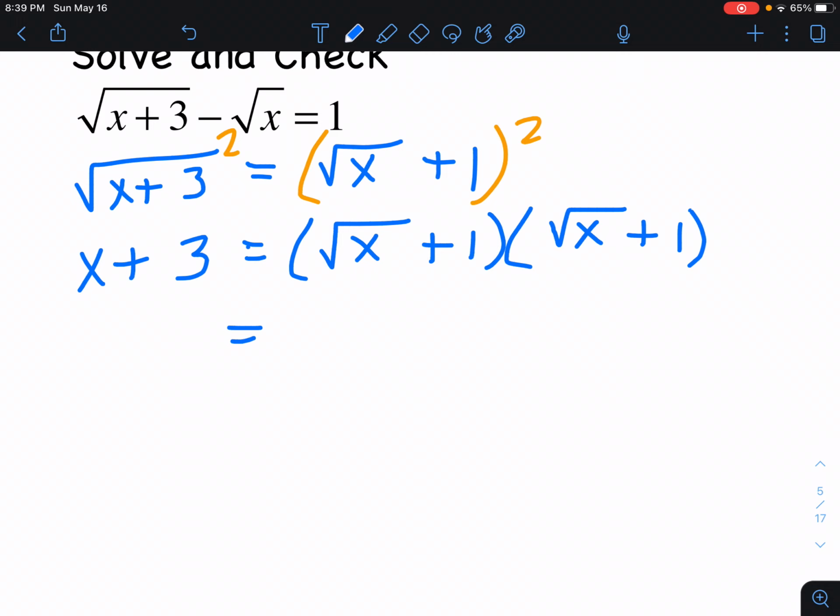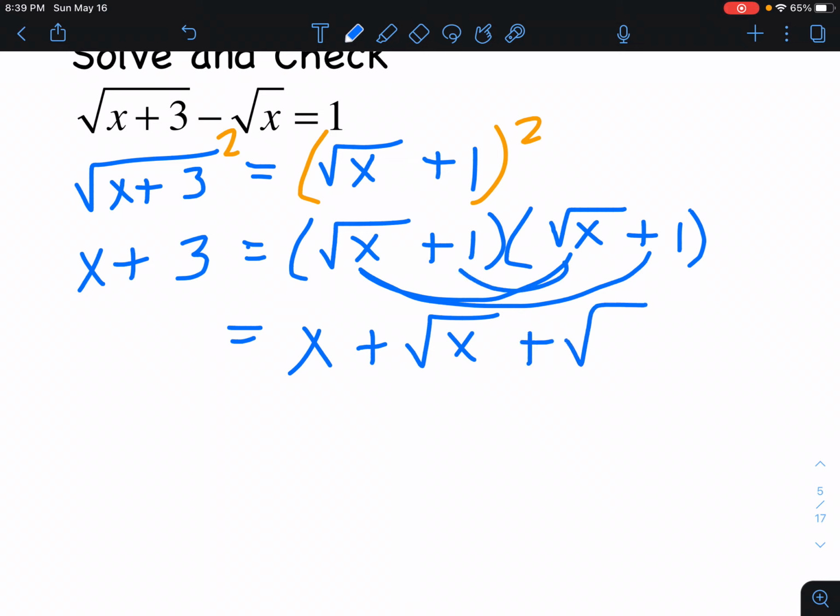So first times first, that's square root of x times square root of x is x. Remember, when a square root multiplies by itself, the identical self, it just drops the radical. Then square root of x times 1 is 1 times the square root of x. And then inside is the same thing, plus 1 square root of x. And then last times last, 1 times 1 is 1.